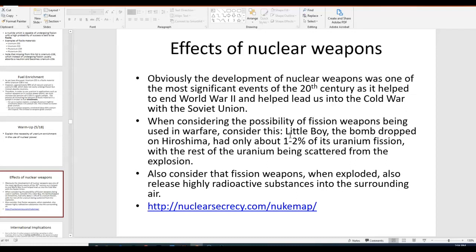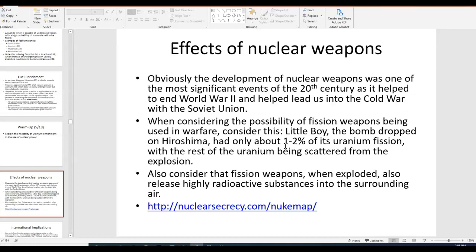Little Boy, which is the name of the fission bomb dropped on Hiroshima, only about 1 to 2% of that uranium actually underwent fission. Because when the bomb started to explode, all the uranium scattered away, and so it was not able to undergo fission. Keep in mind that only a very small fraction of the total uranium actually underwent fission, and yet still produced that much energy.